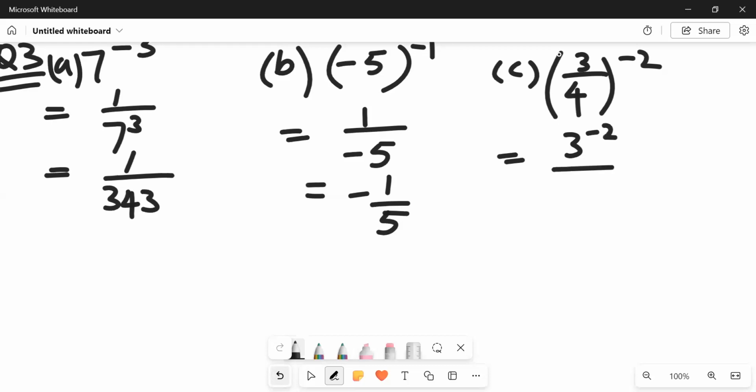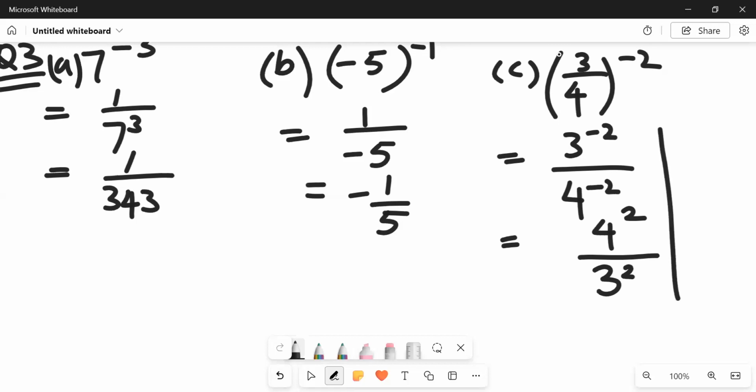So it is 3 power minus 2 and 4 power minus 2. This we can write with 4 in the numerator and 3 in the denominator. We can flip it because these are negative powers. This is the rule for negative powers: we can switch the numbers to make the powers positive.